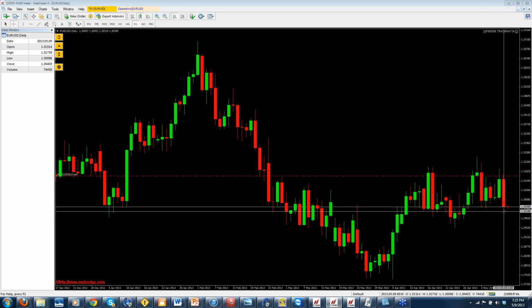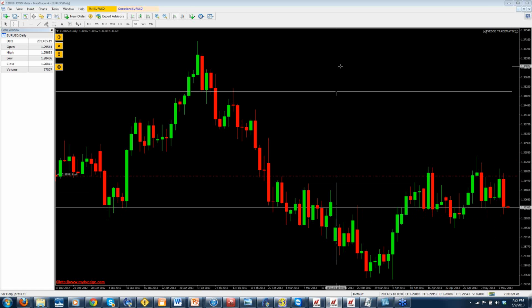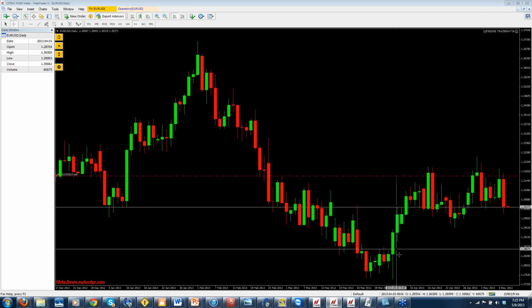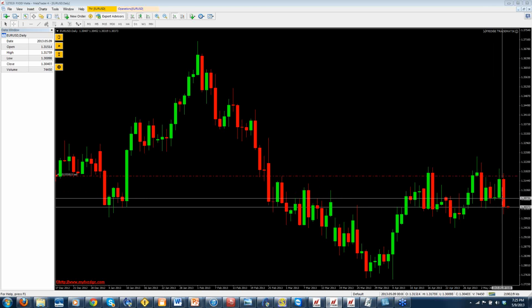Okay, and so there you have it. I mean, it speaks for itself. 155 pip move down from our entry point, and just really good. That's a pretty good trade. Now the day before we took a buy, and we made money on the way up.